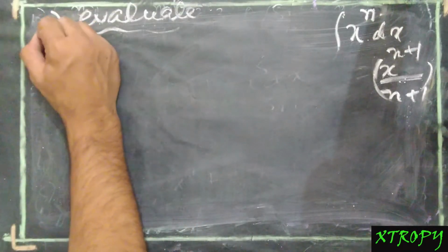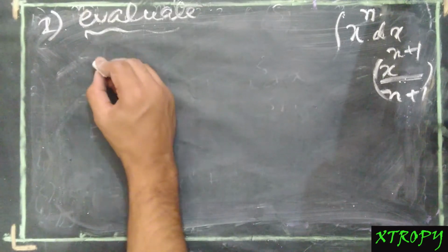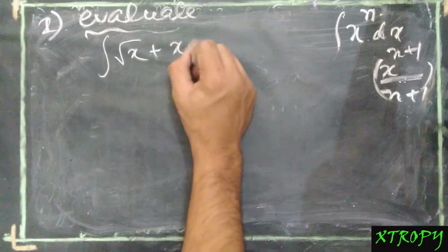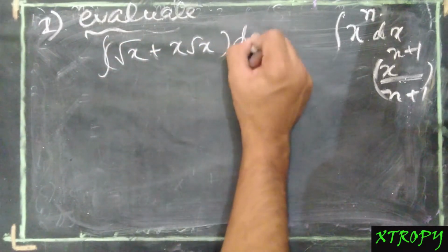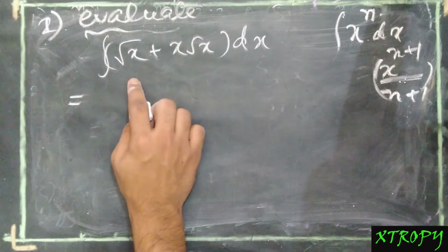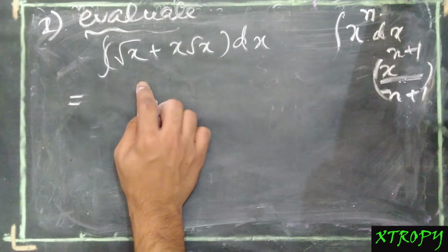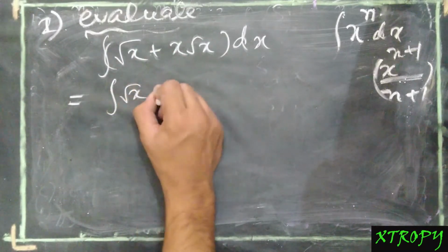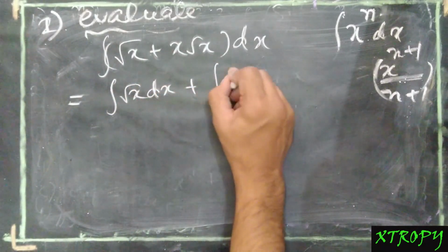Let's take example number 2. Evaluate the integration of root x plus x root x dx. So when you see root x, what does it mean? It means x to the power of half, right? So you separate the integration: root x dx plus x root x dx.